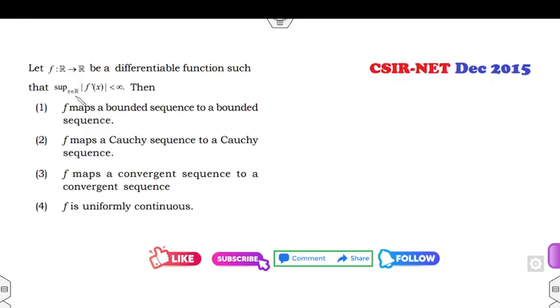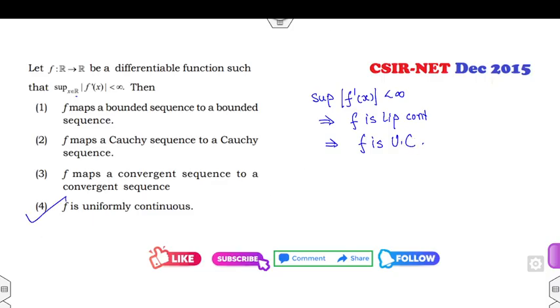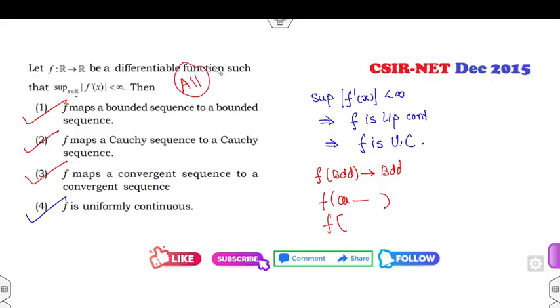Again, you can see what the meaning of supremum of f dash x being less than some bound is. That means f is Lipschitz continuous. If f is Lipschitz continuous, that means f is uniformly continuous. The last option is the correct option. If f is uniformly continuous, then f maps a bounded sequence to a bounded sequence, f maps a Cauchy sequence to a Cauchy sequence, and f maps a convergent sequence to a convergent sequence. All are right answers of this problem.